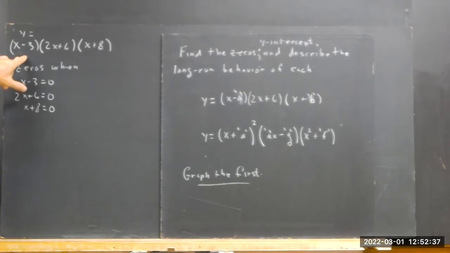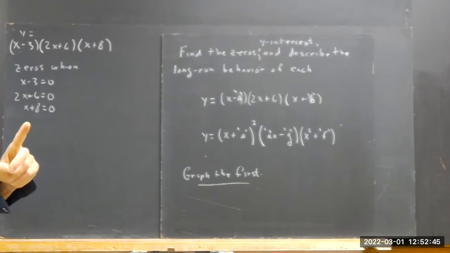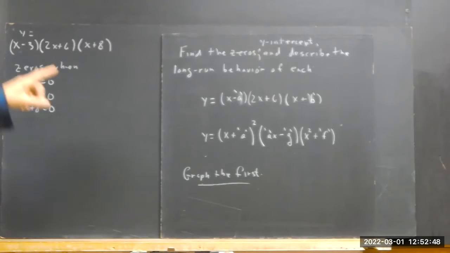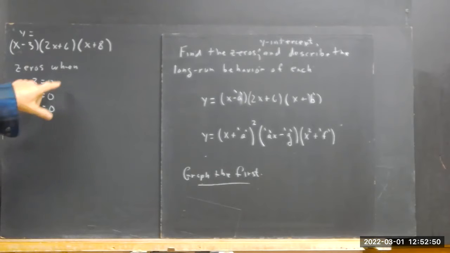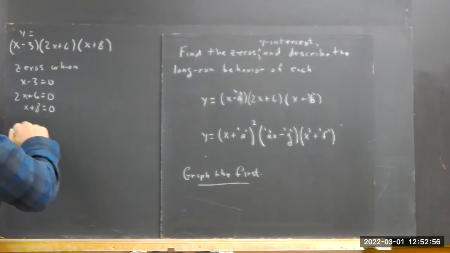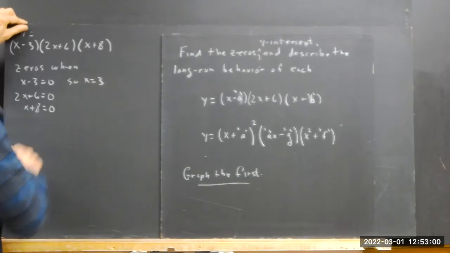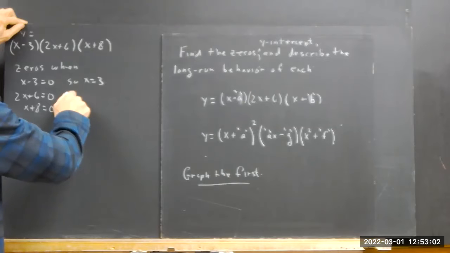Well, if x minus 3 is 0, the whole thing's 0, right? It's called the zero property of multiplication. Any product of numbers, if one of those numbers is 0, you're going to get 0. So if this is 0, if this is 0, if this is 0, you're going to get 0. Well, x minus 3 equals 0 has a simple solution.